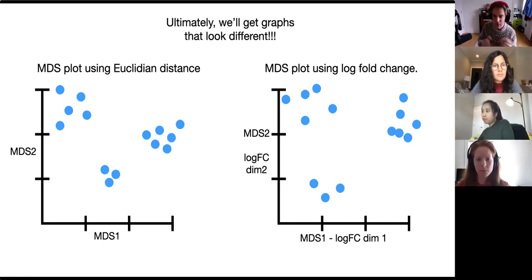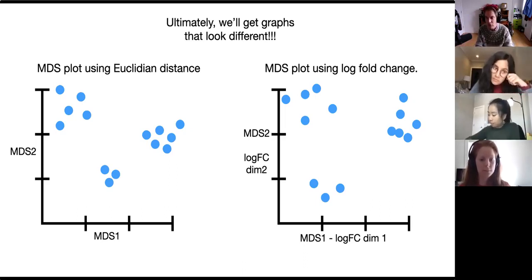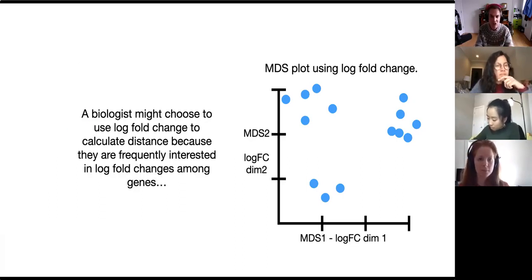If any of you are familiar with this thing in genetics called differential gene expression, there's a program called DESeq2 that people use to decide if genes are different from each other. By default, when you put in all of your data, it gives you this graph on the right. It gives you an MDS plot using the log fold change as the distance metric. As a biologist, we might choose to use log fold change to calculate distance because we are frequently interested in the log fold changes among genes. That's just something biologists are interested in.